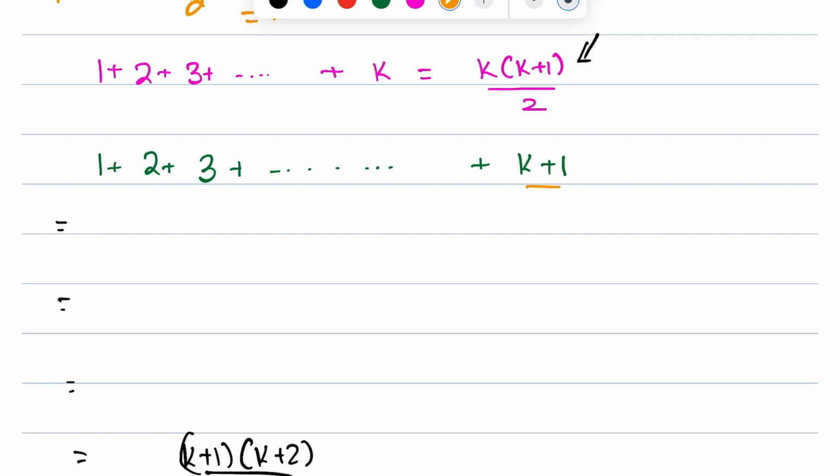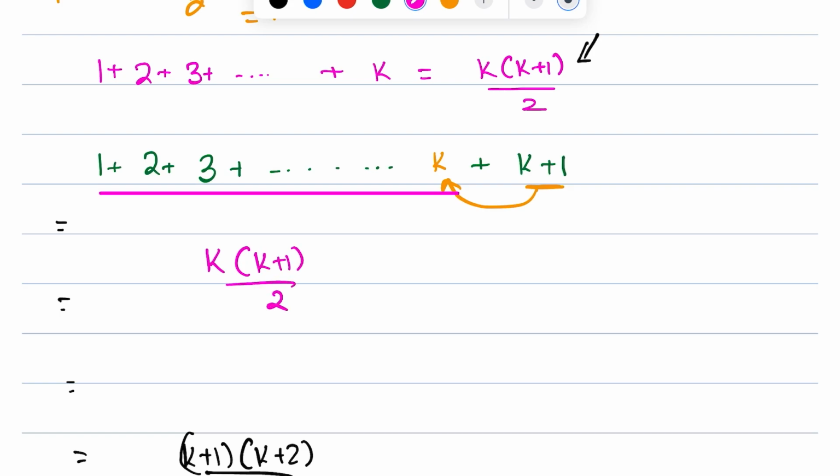If I'm adding up to k plus 1, my previous term would have been k. So now if it is still k, this goes under assumption. It can be replaced as k times k plus 1 divided by 2, then plus k plus 1. Now I see that I require 2 in the denominator. So what is missing? Multiplying and dividing by 2.